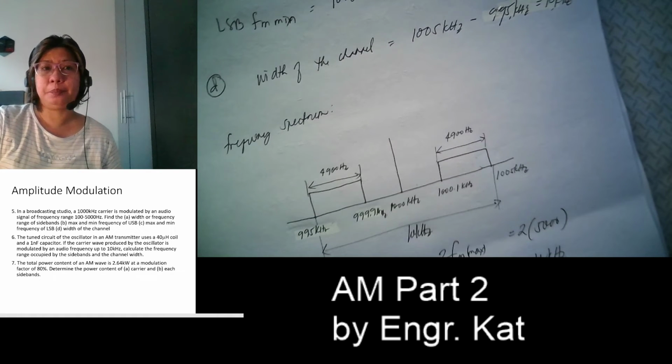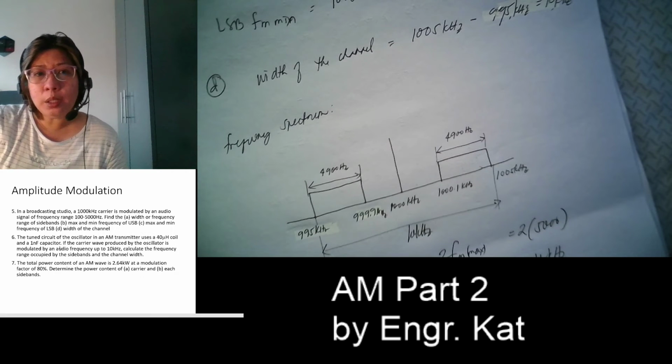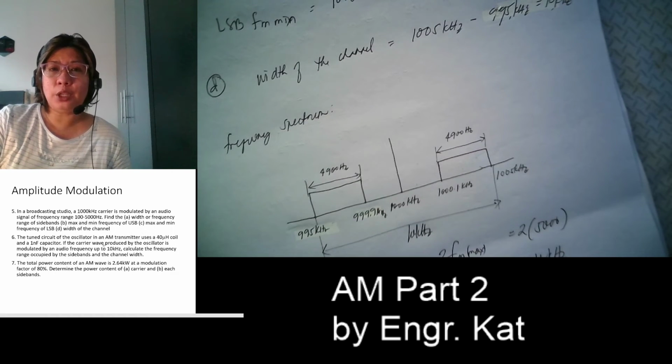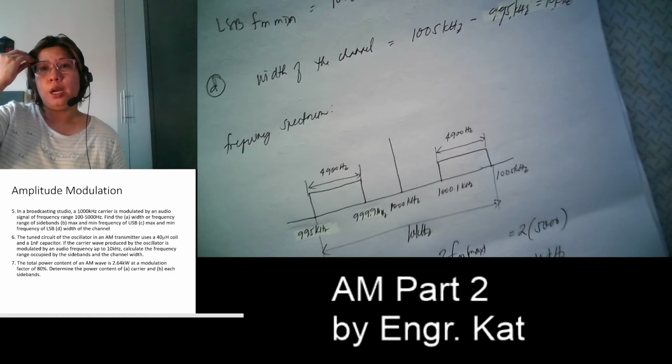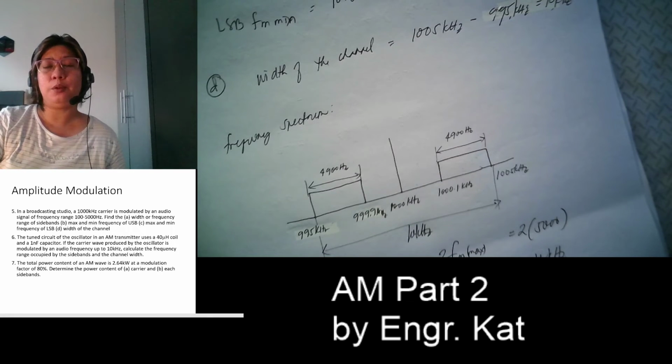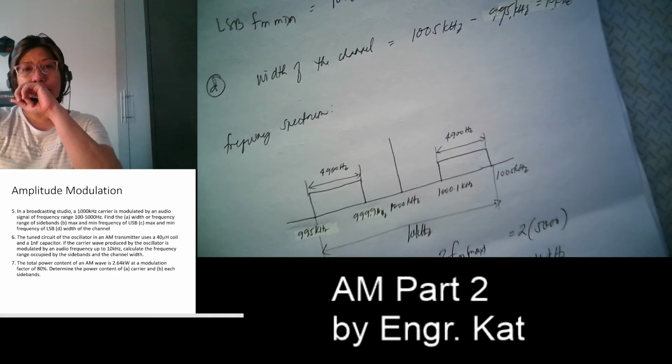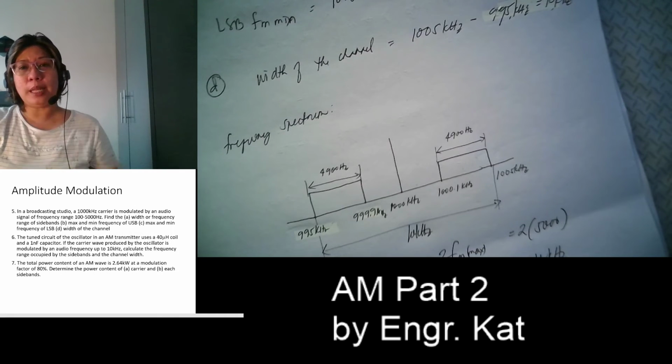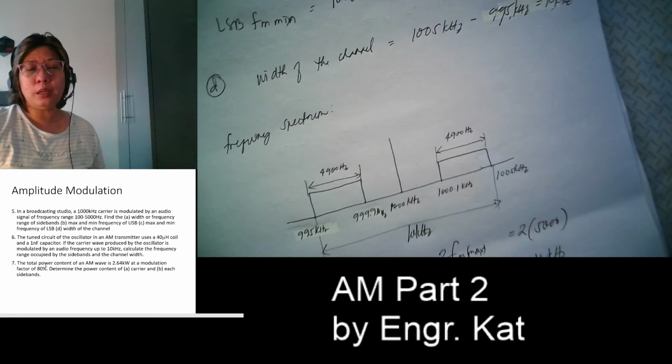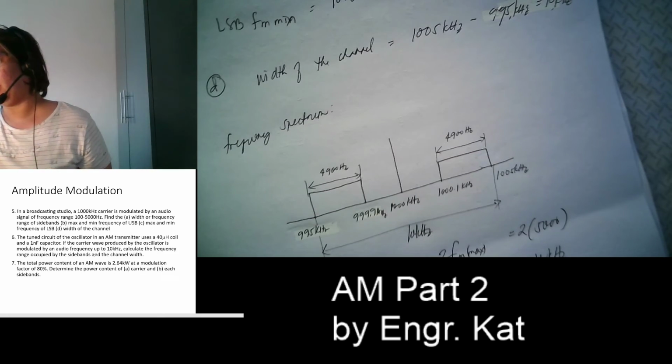Next example. The tuned circuit of an oscillator in an AM transmitter uses a 40 microhenry coil and a 1 nanofarad capacitor. If the carrier wave produced by the oscillator is modulated by an audio frequency up to 10 kilohertz, calculate the frequency range occupied by the sidebands and the channel width.